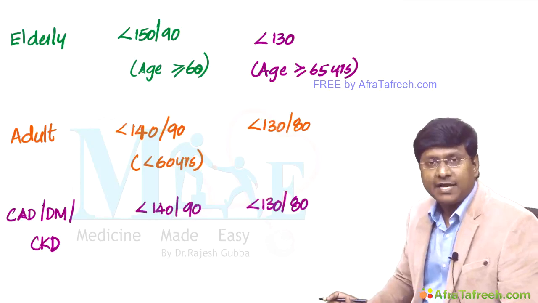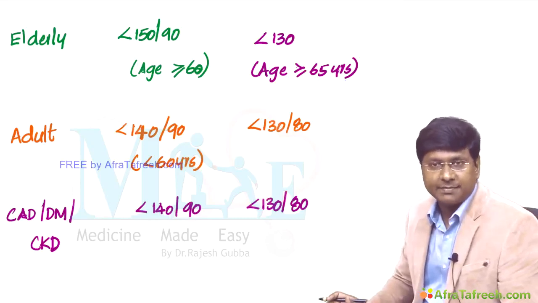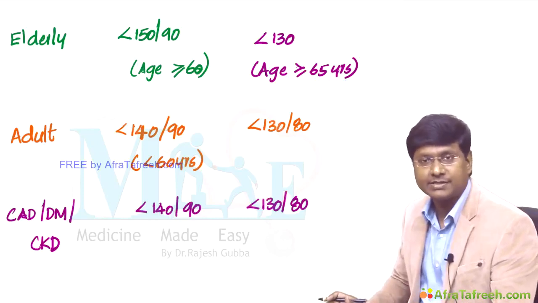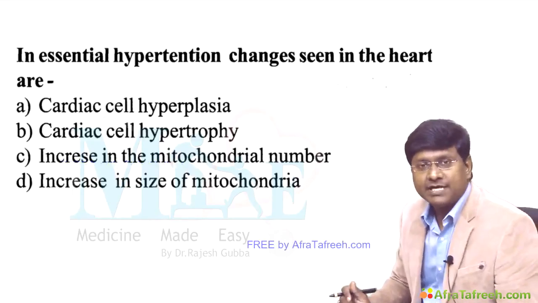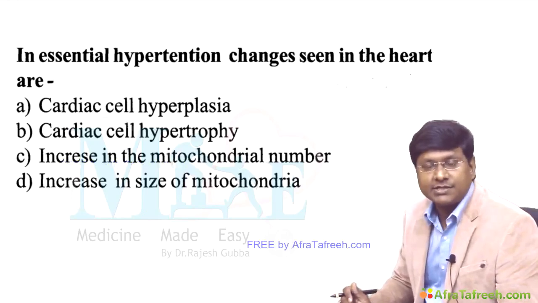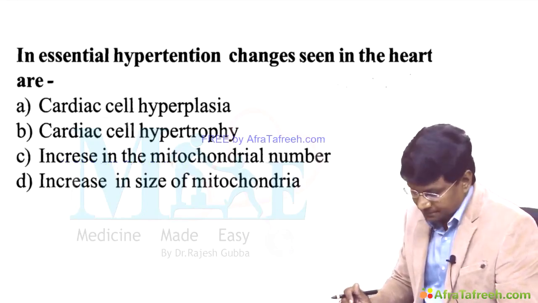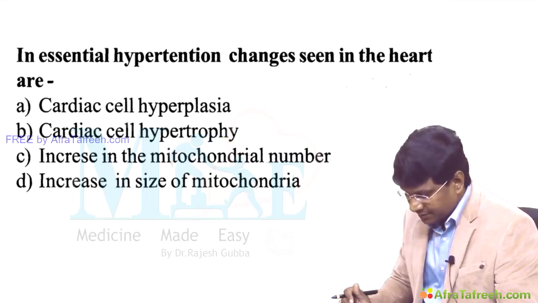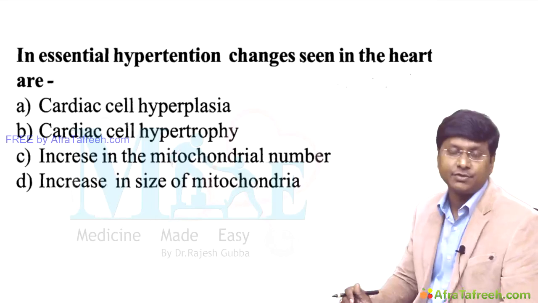Now after having discussed the cutoff blood pressures in various clinical scenarios according to the newer guidelines, before starting the treatment, let me tell you what exactly will be the changes in the heart seen in patients with hypertension. The question can be asked in this way. In essential hypertension, changes seen in the heart are cardiac cell hyperplasia, cardiac cell hypertrophy, increase in the mitochondrial number, increase in the size of the mitochondria.